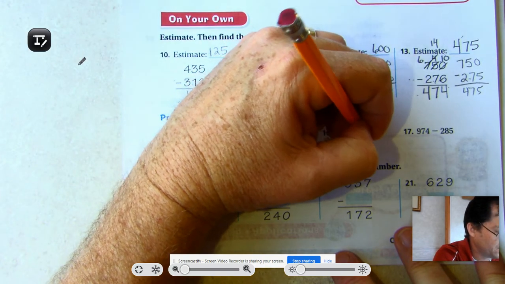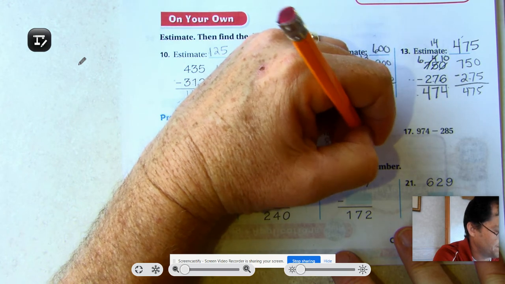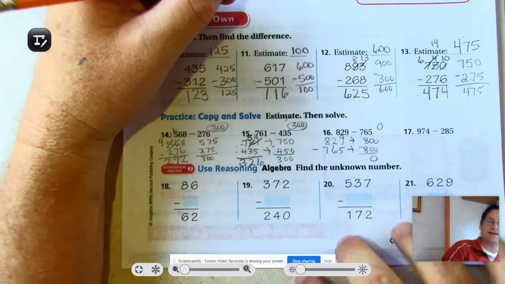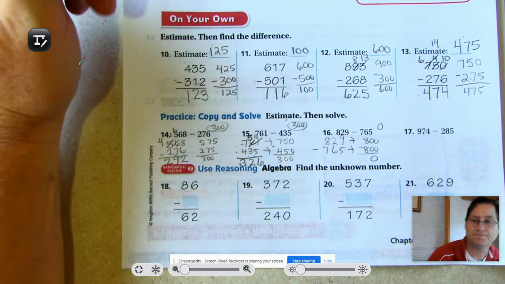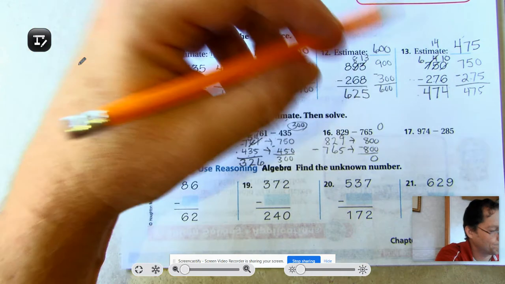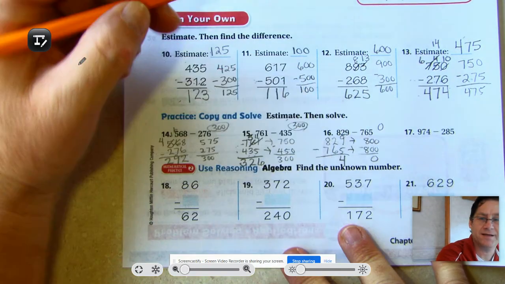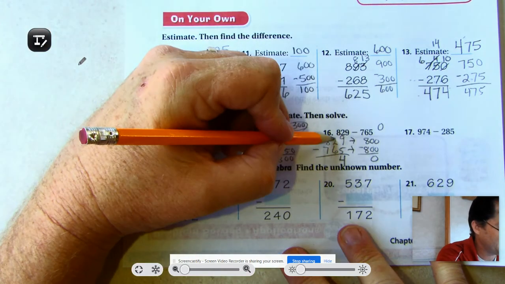So this time I'm just going to round to the nearest 100. And so actually I should get an answer that's close to 0. Well, let's see. 9 take away 5. We can do that. Is 4. 2 tens take away 6 tens.